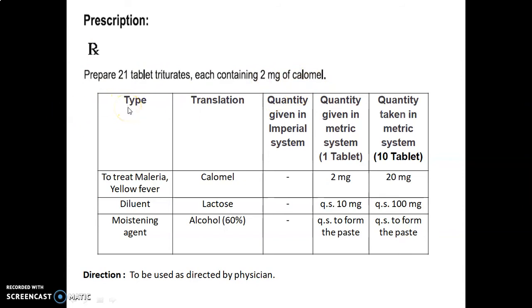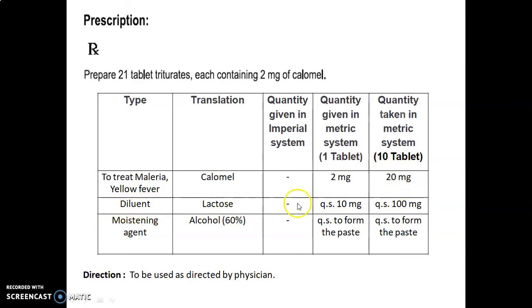Let's discuss in detail the formula table, that is type, category, use or role of ingredient. Translation means the name of the ingredient. Quantity given in the imperial system is not given here as we don't have the quantity given in the Latin terminology. Quantity given in the metric system for preparing 1 tablet and quantity taken in the metric system to prepare 10 tablets. First of all, calomel is used to treat malaria, yellow fever. Quantity given is 2 milligram. For quantity taken, it is 20 milligram. This quantity should be calculated with the help of the factor.